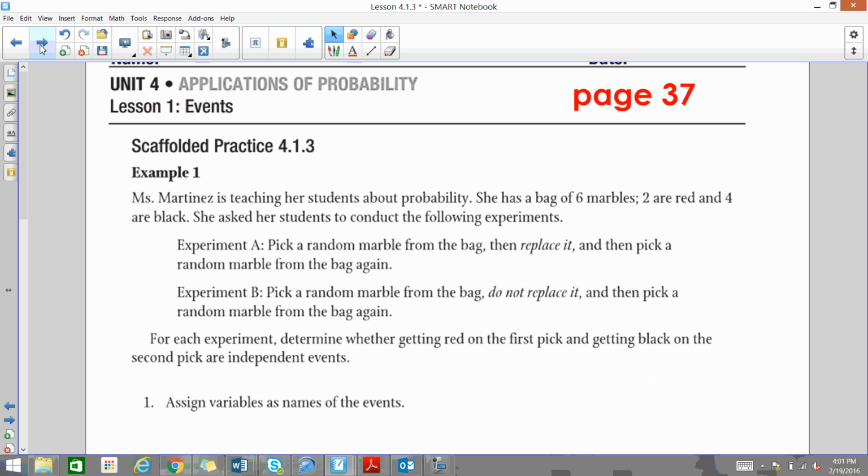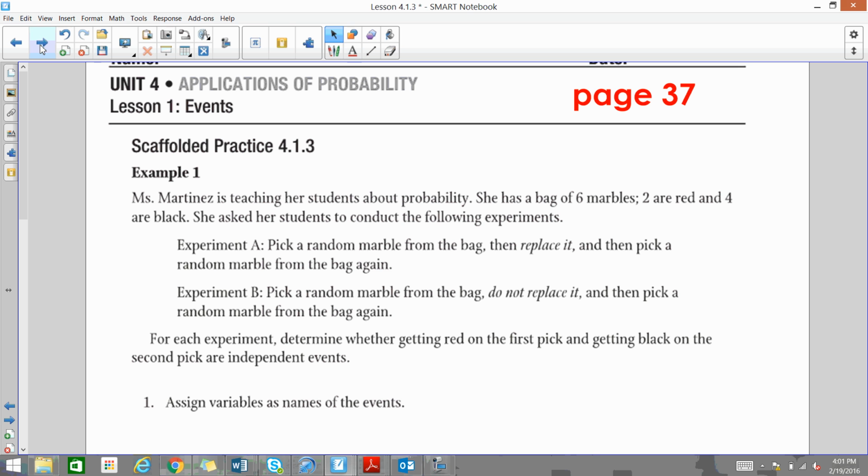So let's go here. Now for this first problem, we're going to start talking about independent events. Now, in this first problem, we are not doing any math. We're just going to think logically about this. So it says, Miss Martinez is teaching her students about probability. She has a bag of 6 marbles. 2 of them are red and 4 of them are black. She asks her students to conduct the following experiment.